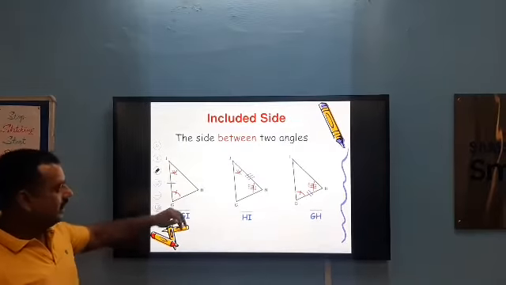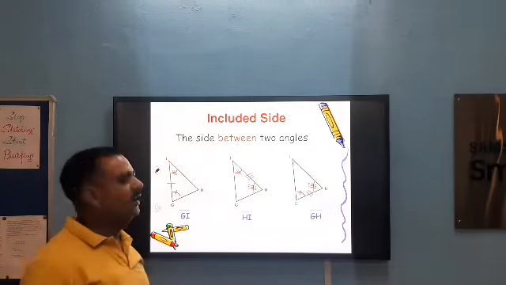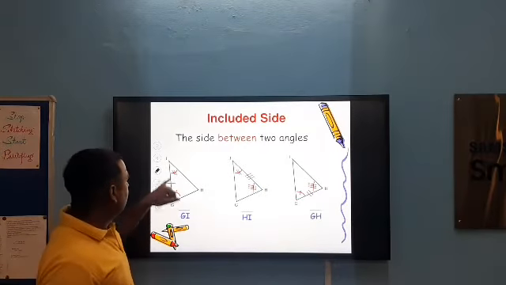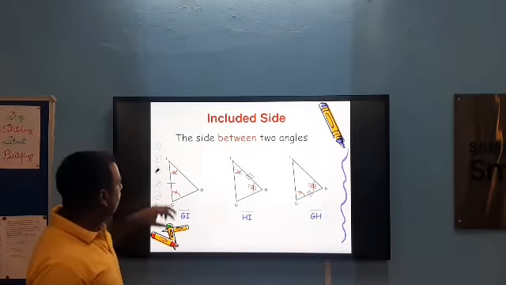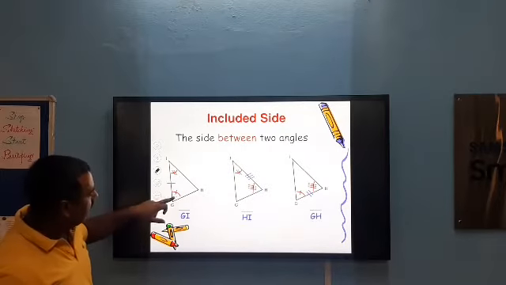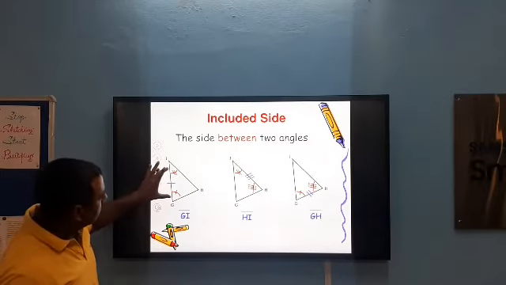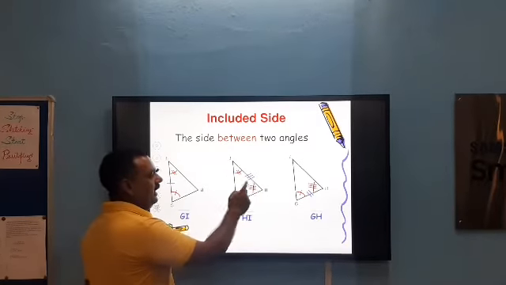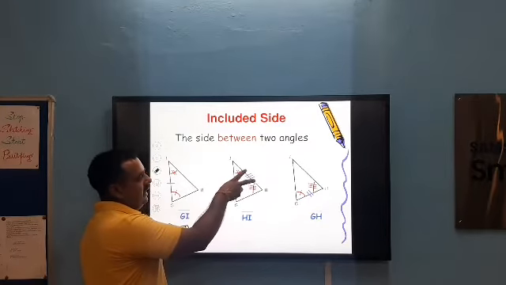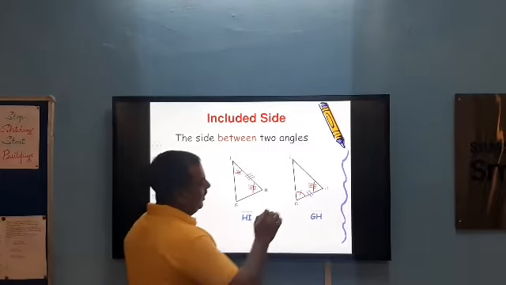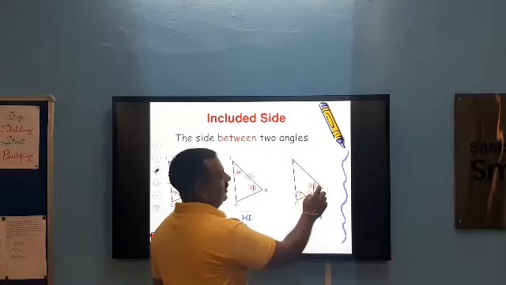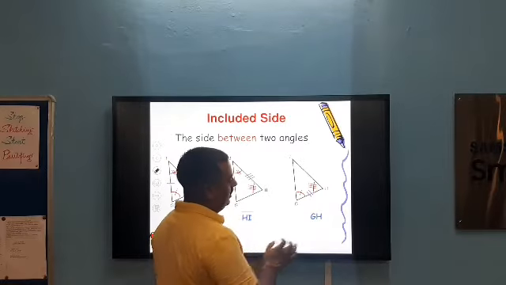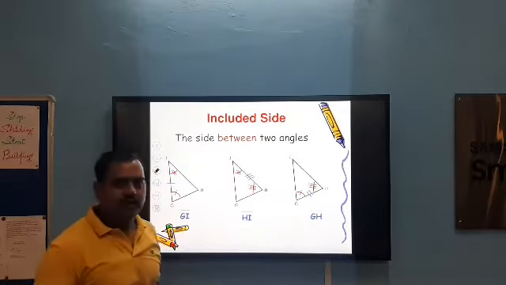Now we can see again the concept of included side, like that in triangle IGH. If we take angle I and angle G, then this side GI is included side. If we take angle I and angle H, then this side HI is included side. If we take angle G and angle H, then GH is included side.